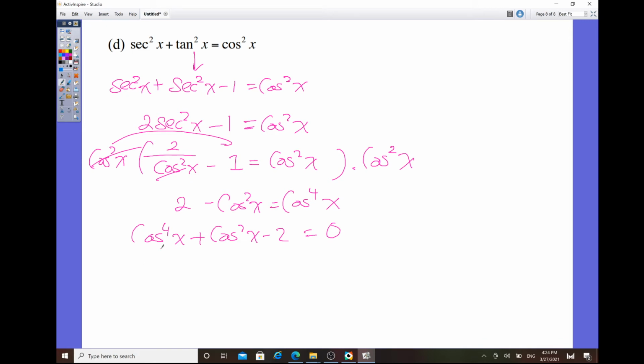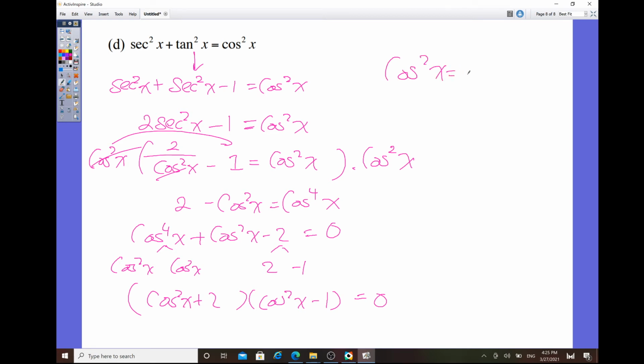And then try to factor it. Cosine square of x, cosine square of x. Negative 2, so let's make it 2 and negative 1. So cosine square of x plus 2, cosine square of x minus 1. And then set each equal to 0 separately.